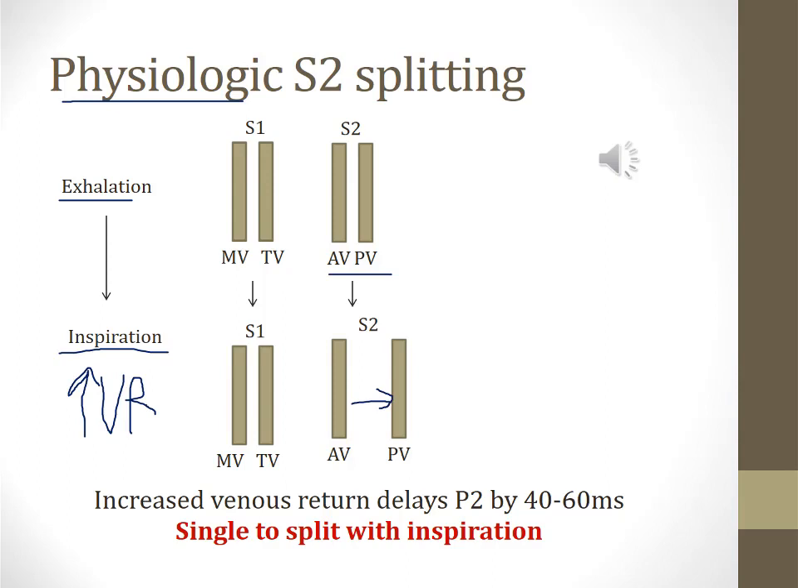It's caused by an increase in venous return that delays closure of the second heart sound by about 50 milliseconds, which is usually enough that you can appreciate it with your ear, and thus the second heart sound goes from single to split on inspiration. And I've got an example of that I'll play for you now.